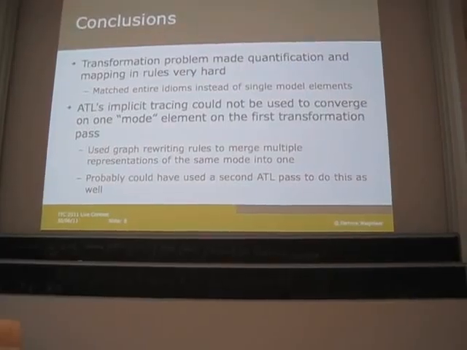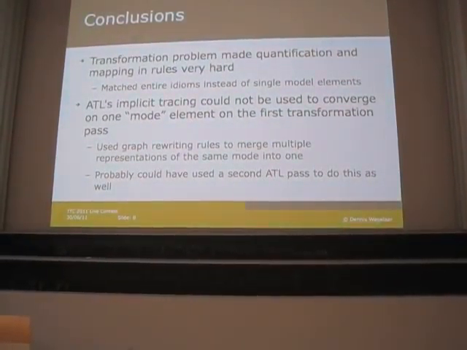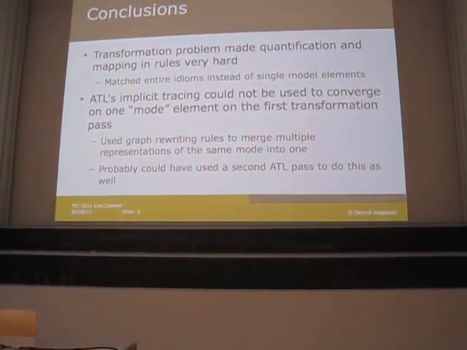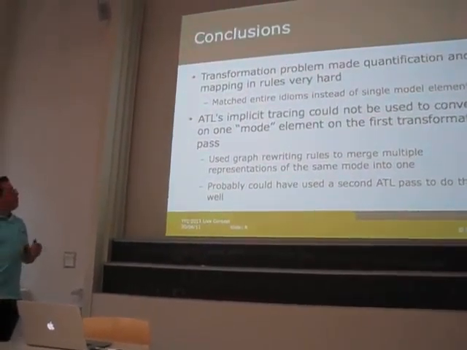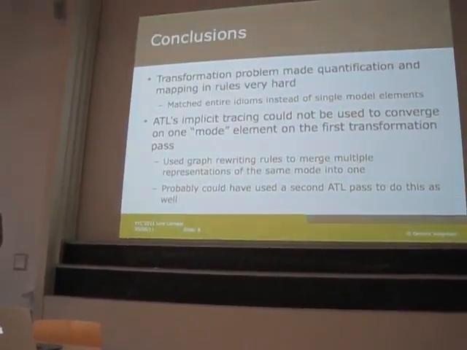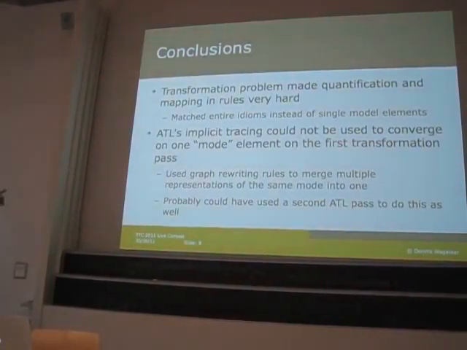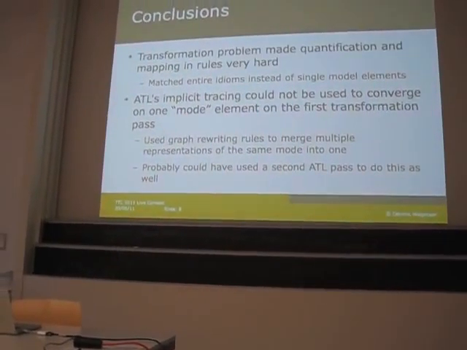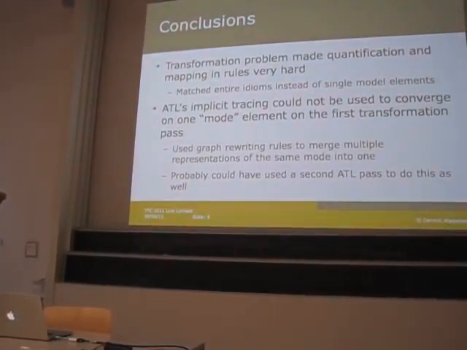So something like, let's see if you're in a certain mode and which button has to be there in the mode. You have to use that pattern as a whole, match the idiom as a whole, and then you can translate this. But the only disadvantage is that you will likely end up creating duplicates, and that's why I use rewriting rules to converge all the mode elements from the first transformation pass into one.